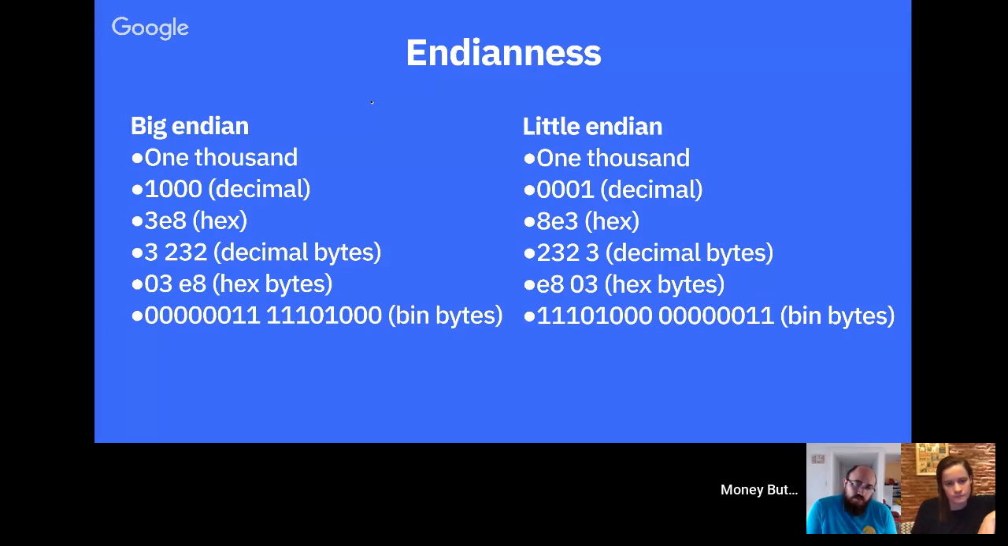Okay, now on the right-hand side, I have the same number written in little-endian, which is the backwards of what you would expect. So this is the number 1,000, but it starts with a 0 because the most significant digit is actually on the right. And so the hex ends up being in reverse. So it's 8E3 instead of 3E8. The decimal bytes are reversed, but inside it's still sort of the same. The hex bytes are interesting because you can start to see where it matters that I'm reversing them as bytes rather than as characters. So it's E803. So it looks different than hex. And that's significant. I mean, it makes a big difference which format you're writing them in.